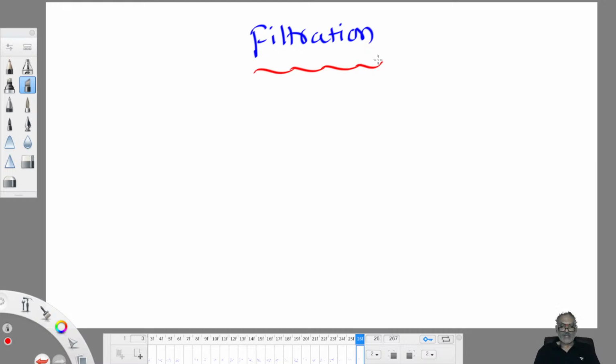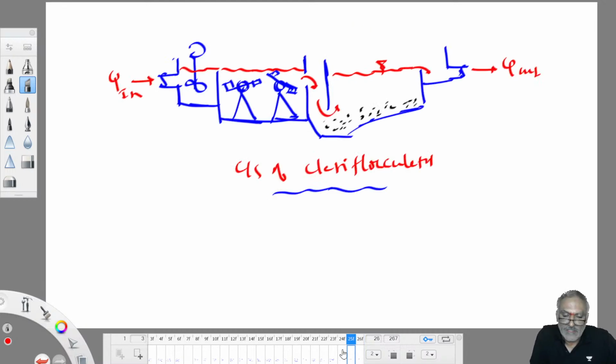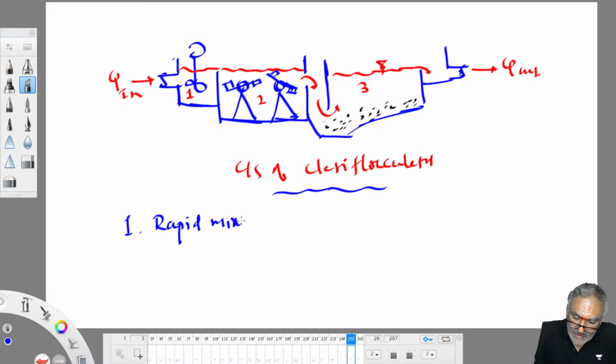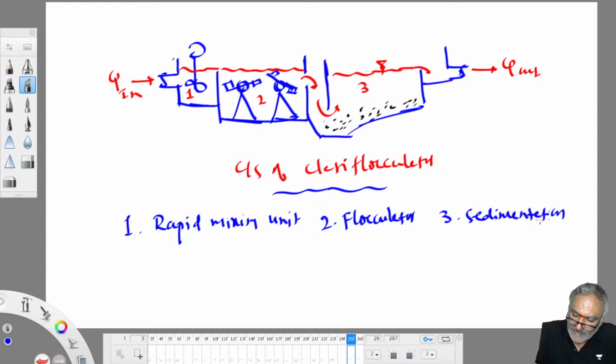Yes, coagulation, flocculation, sedimentation, all of them occur in a single tank. That's called Clariflocculator. This one is 1, this is 2, this is 3. One is the rapid mixing unit, two is the flocculator, and 3 is the sedimentation tank. So all will happen in a single unit. Understood?